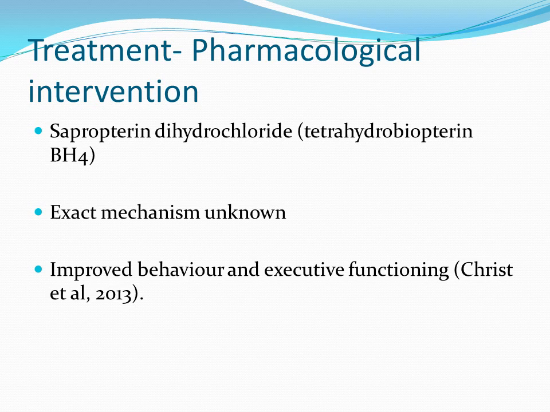Okay, so now we'll have a look at some pharmacological interventions. This is done through the application of sapropterin dihydrochloride, which is a synthetic form of tetrahydrobiopterin, or BH4. BH4 is a cofactor for PAH and helps in the metabolism of phenylalanine. However, the exact mechanism for how this works isn't known. It's possible that it's due to the increased folding conformation of PAH molecules, which increases phenylalanine catabolism. This has been shown to lead to improved behaviour as well as improvements in executive functioning.